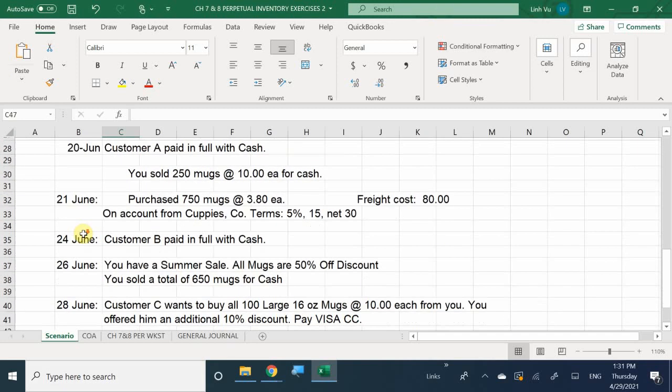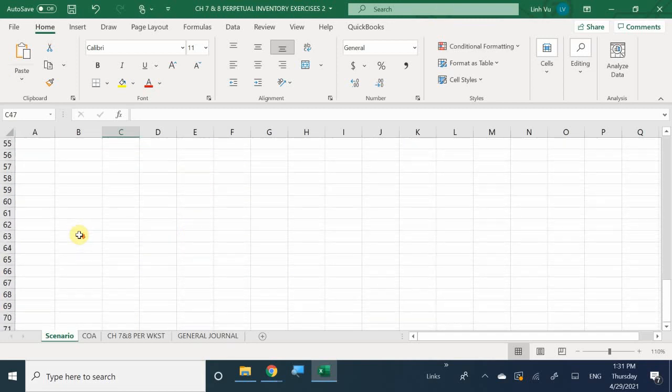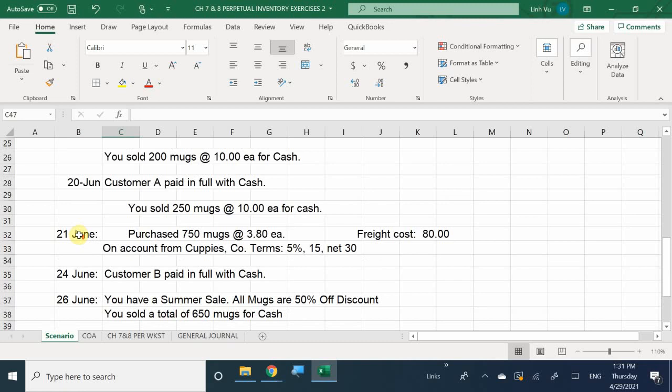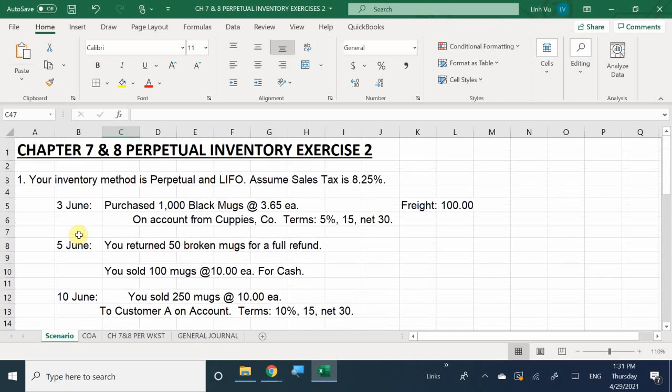Once again, you have the scenarios. The dates are all here, right? We're doing a whole month's worth of transactions here. So let's go ahead and dive into the scenario. And the question says here that your inventory method is perpetual and it is LIFO. So keep that in mind. LIFO is very important. Okay? And assume that sales tax is again 8.25%, right? We'll use that for our scenario 2. All I will need you to know is that it's 8.25%.